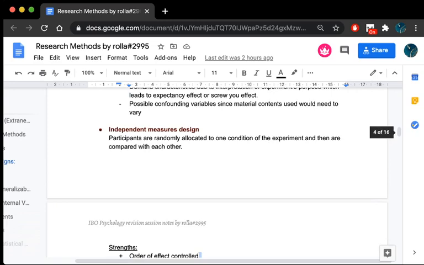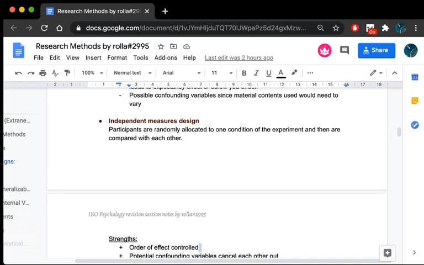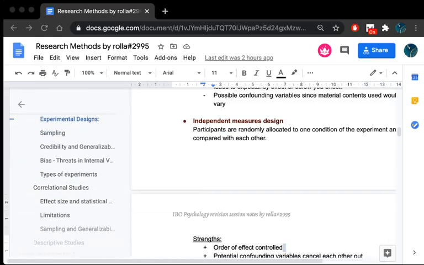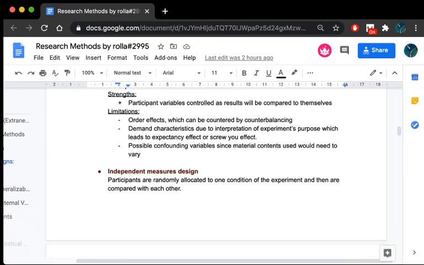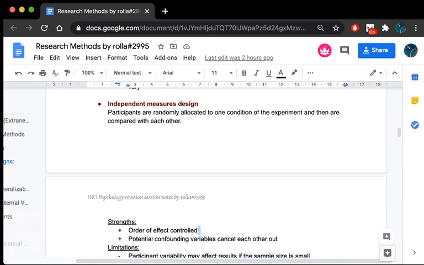Okay, so did I get caught up in independent measures design? Okay, so thank God I don't need to explain repeated measures design again. For independent measures design, participants are usually randomly placed in one condition or another, usually A or B, or A, B, or C.